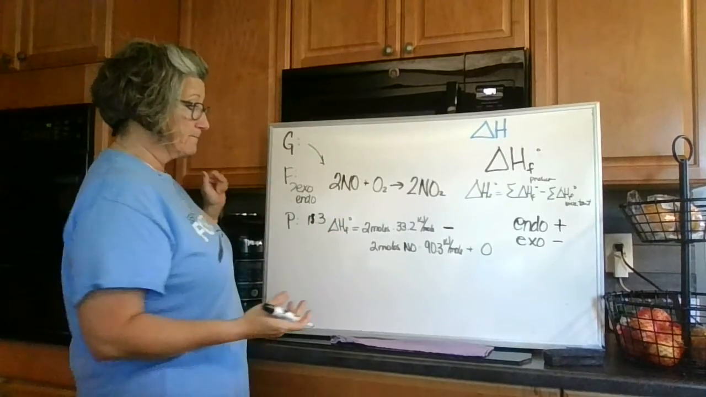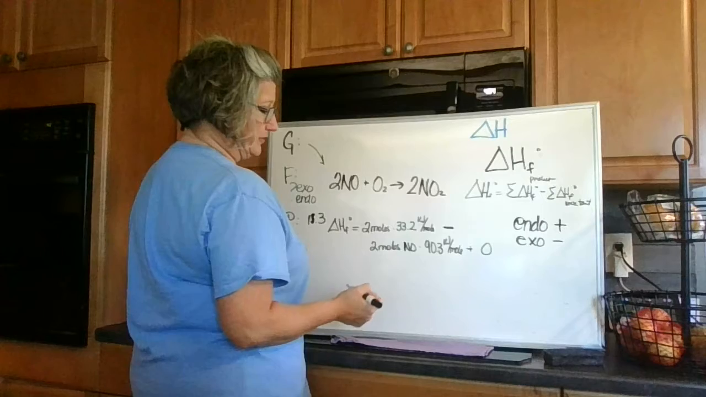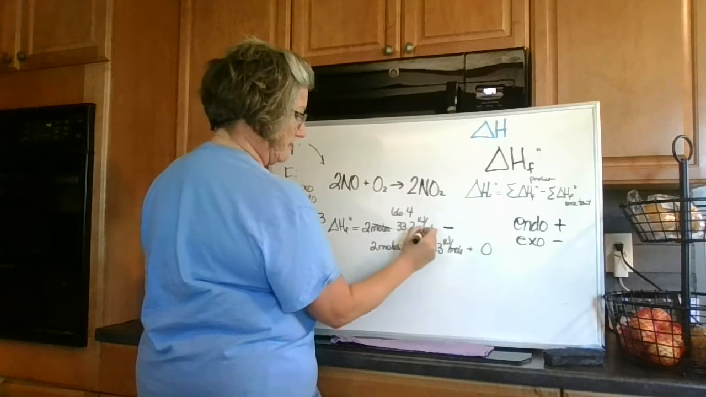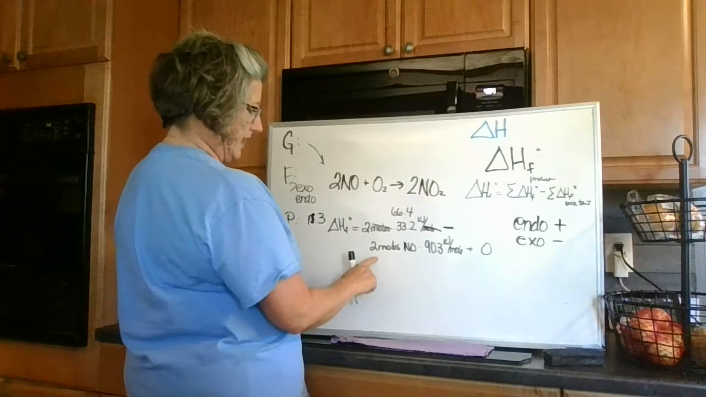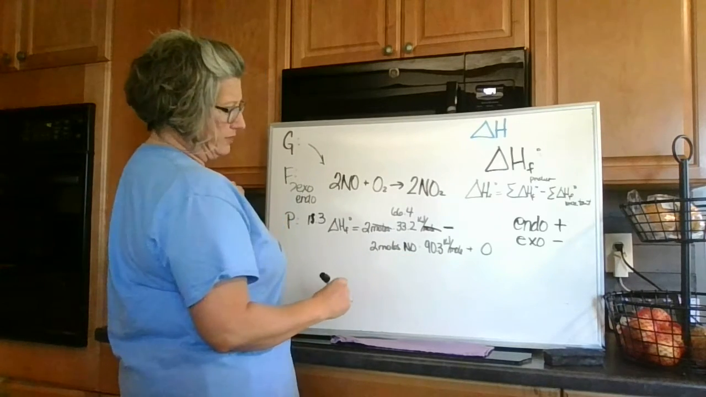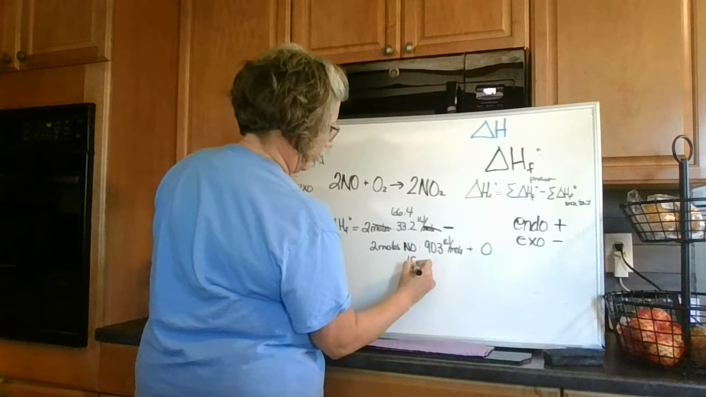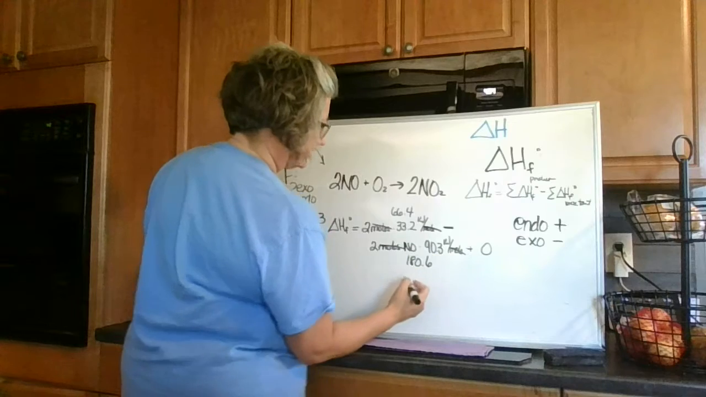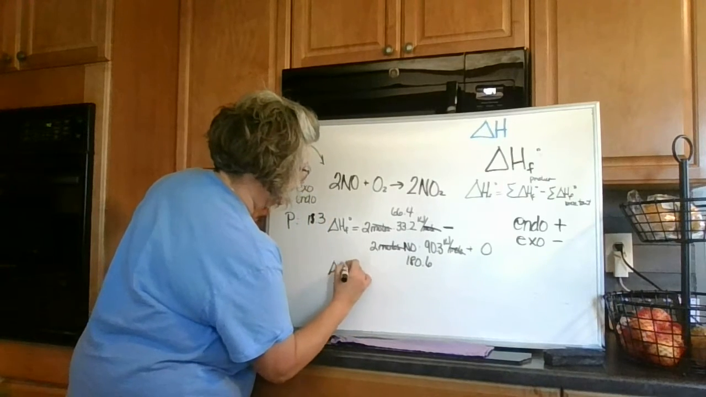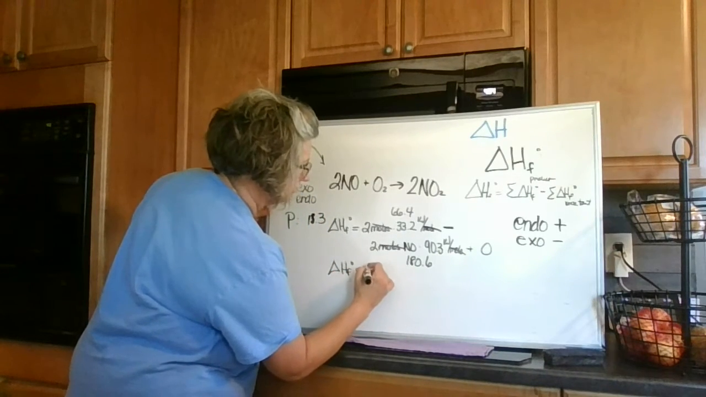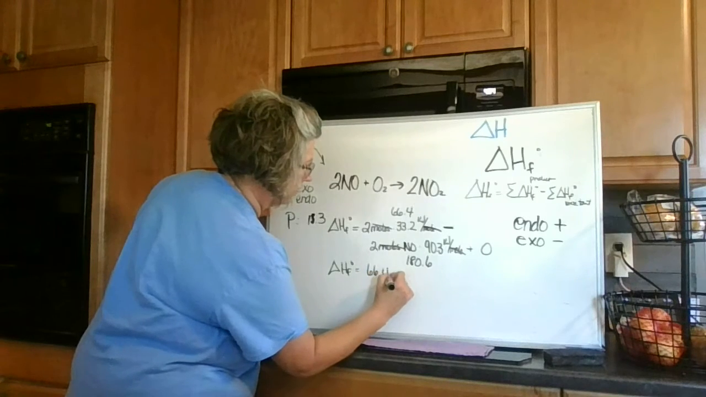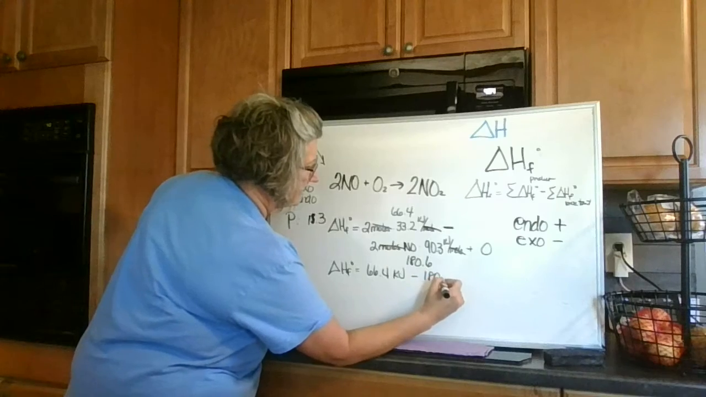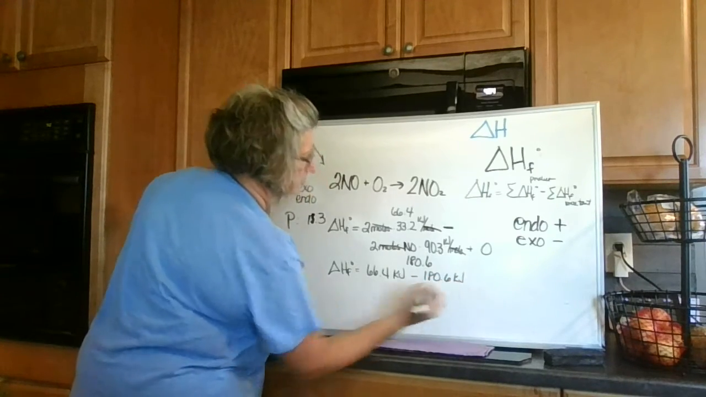So 2 times 33 is 66.4. I'm going to cross out my moles. And 2 times 90.3 is 180.6. Cross out my moles. So it's going to be delta HF standard equals 66.4 kilojoules minus 180.6 kilojoules.